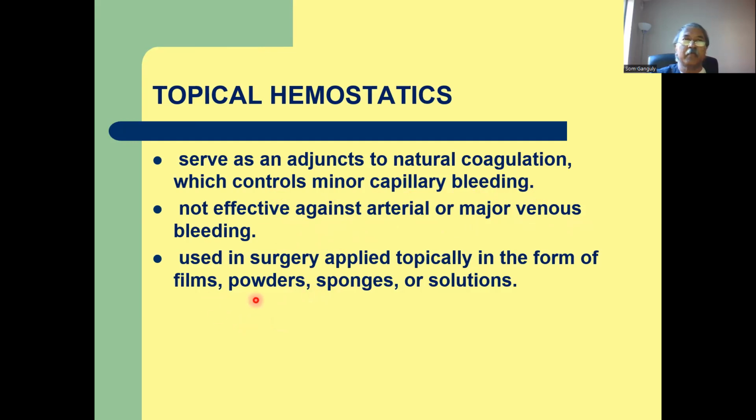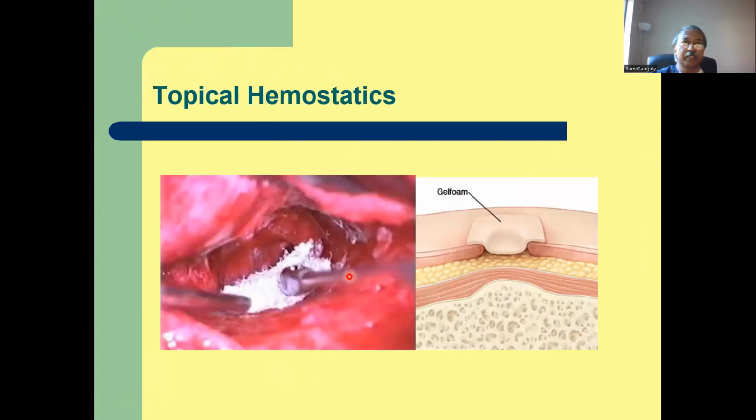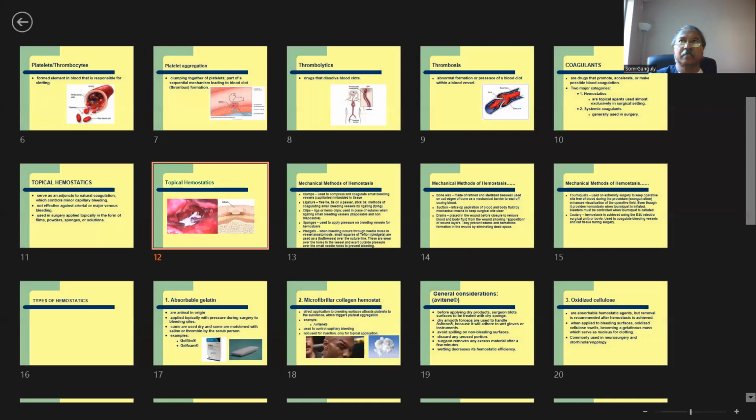Films, it's like a little gel film, powder, sponge, and solutions. These are many different ways that we find these topical hemostatics. Like here, you can see topical hemostatics is applied.